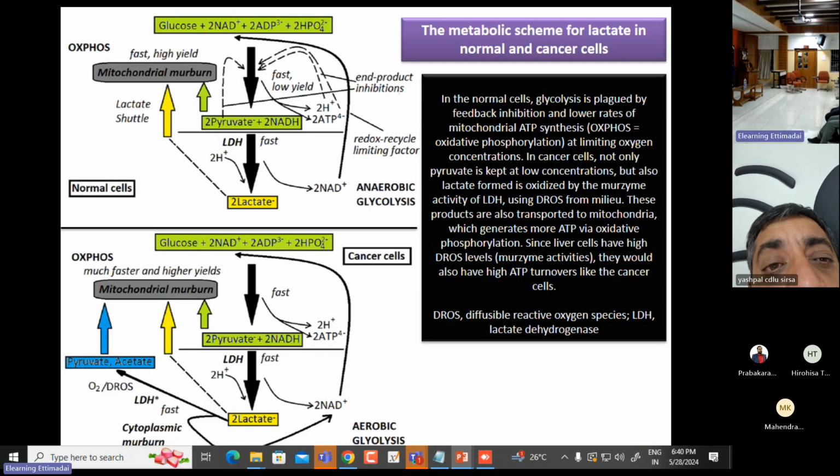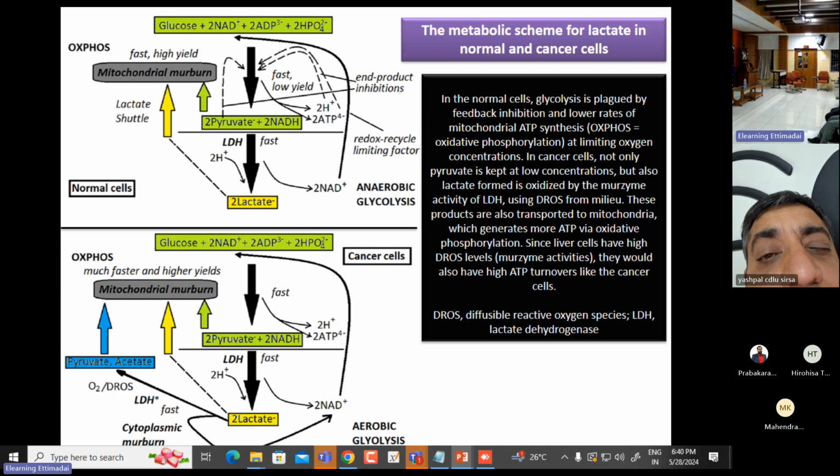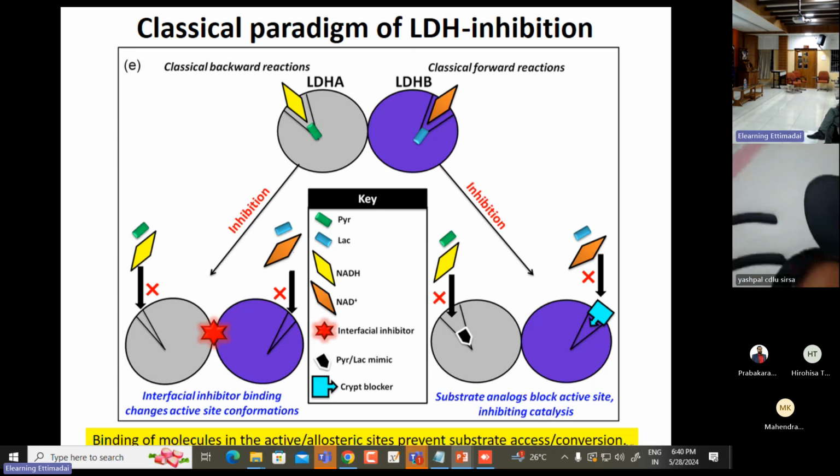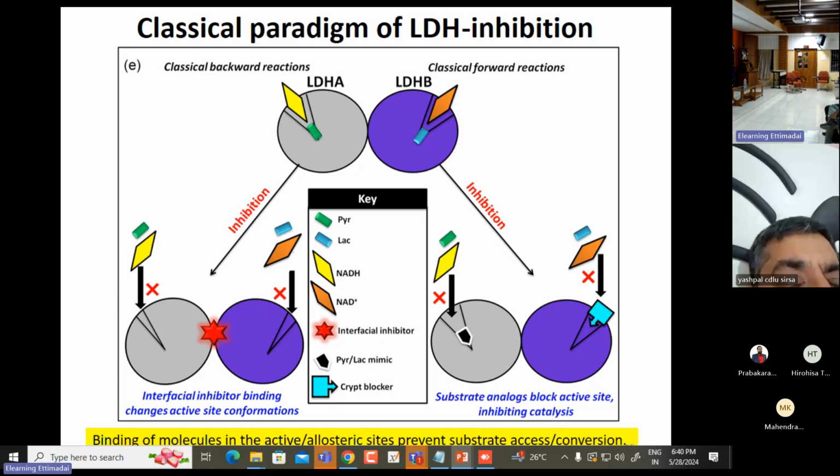If we come to what is the role of this, I think I'll do this later. Here we also thought, let's check what is the role of substrate binding. Substrate binding, like lactate and pyruvate, where does it bind? What about inhibitors of lactate dehydrogenase? There are lots of inhibitors that people use.